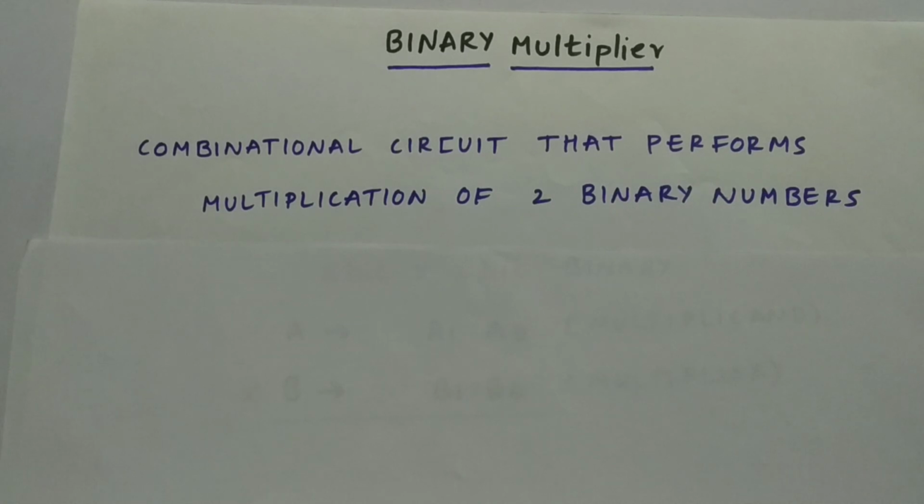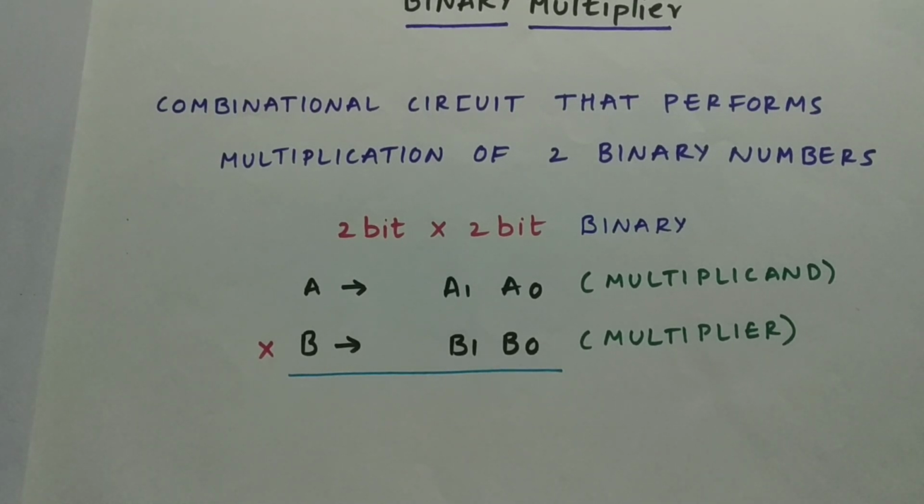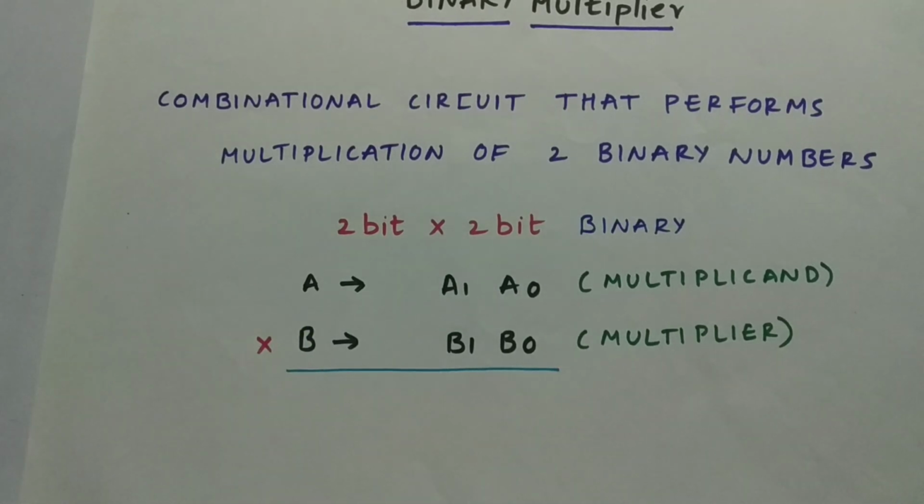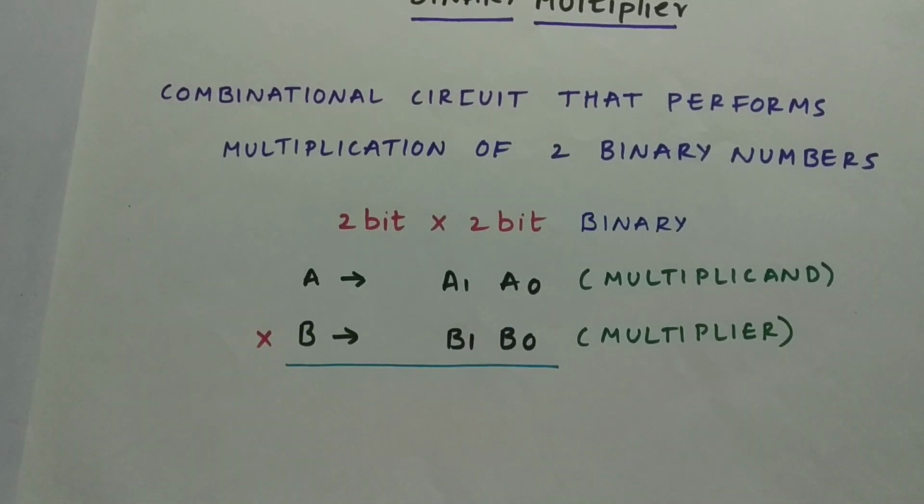To understand this carefully and analyze it, let's take an example of 2 bits and then we will increase the number of bits for our better understanding. So now let's go with 2 bits multiplied with 2 bits. As you can see over here, I have taken binary numbers A and B, where A consists of A1 and A0 as a 2-bit binary number, and B consists of B1 and B0. Here A is called the multiplicand and B is called the multiplier.